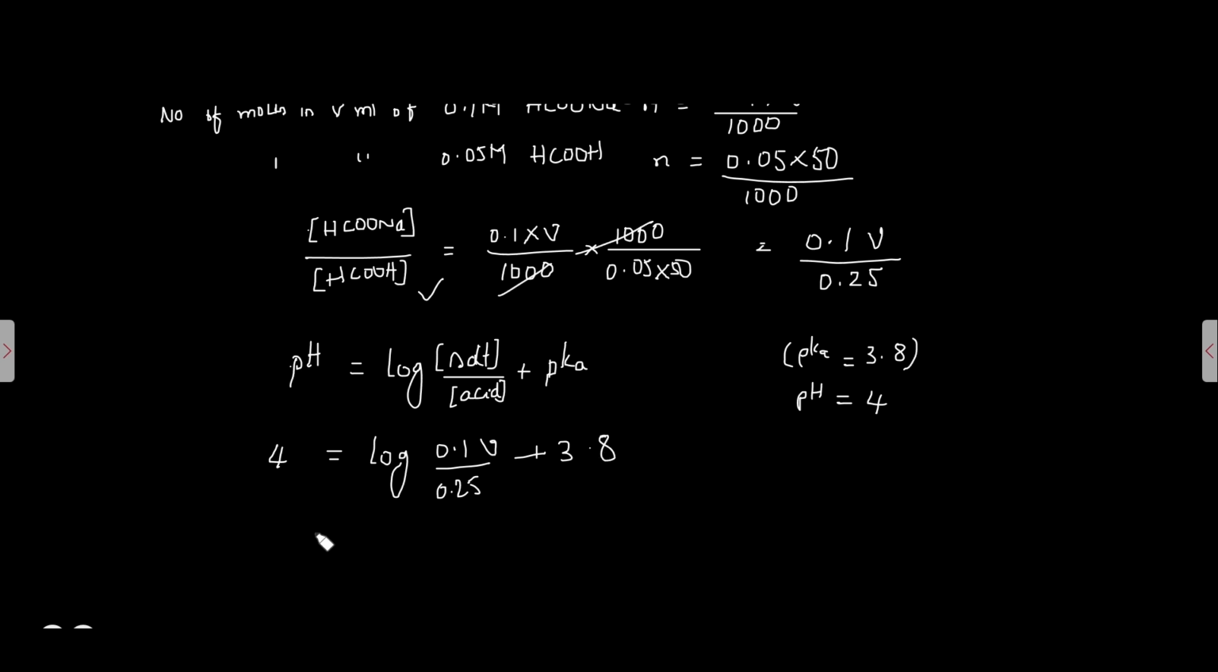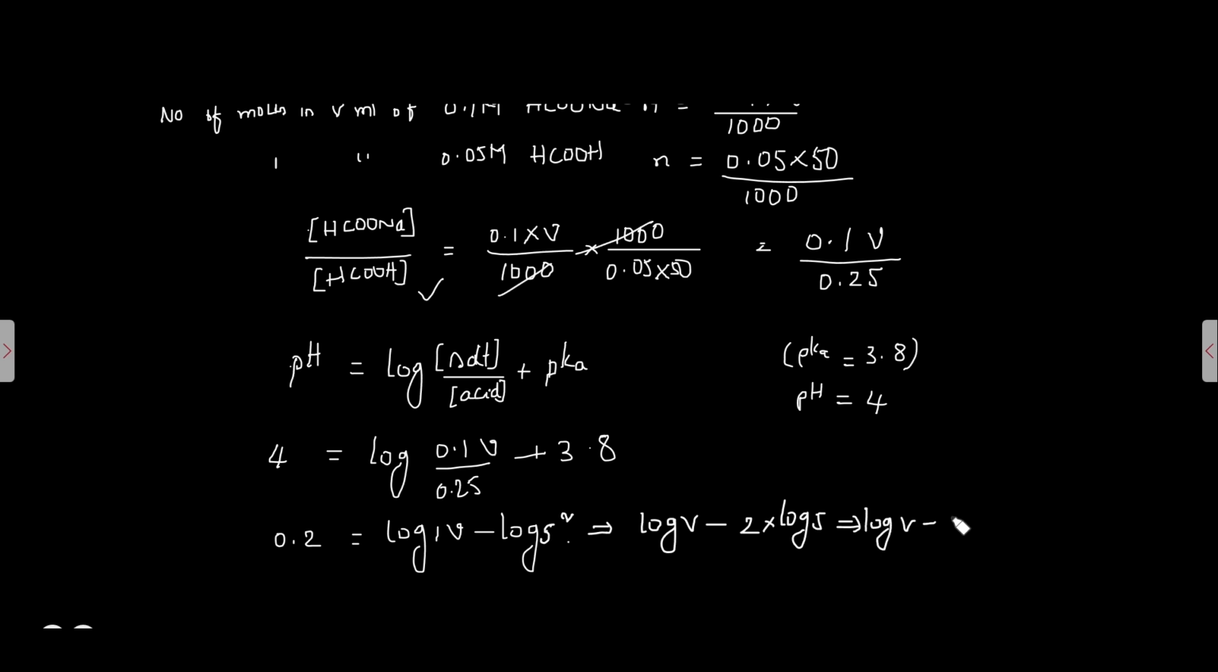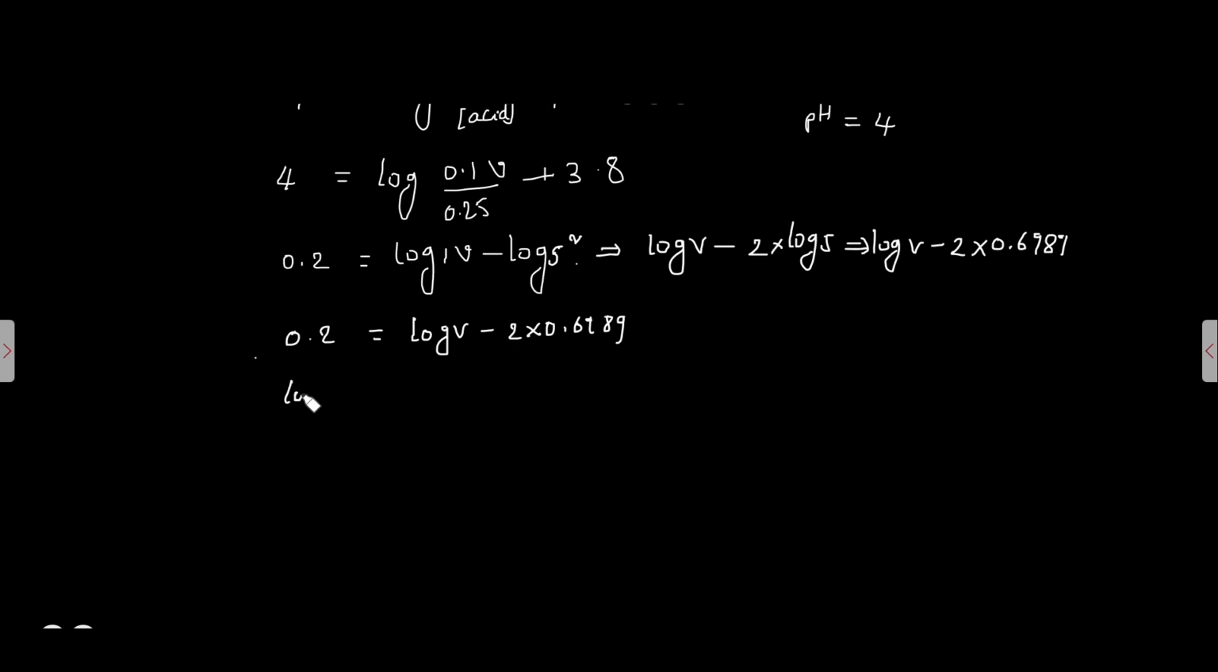This will become, it can be written as 5 square. That implies log V minus 2 into log 5. That will become log V minus 2 into, what is the log 5 value? 0.6989. Directly I am writing log V equal to 1.5978 when you simplify this.